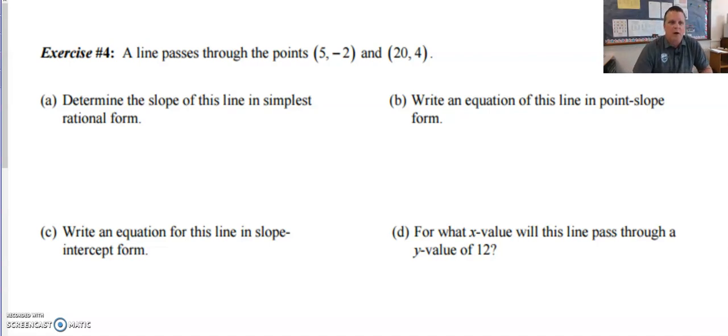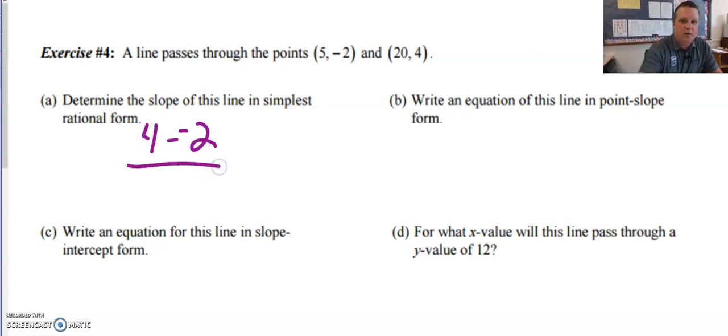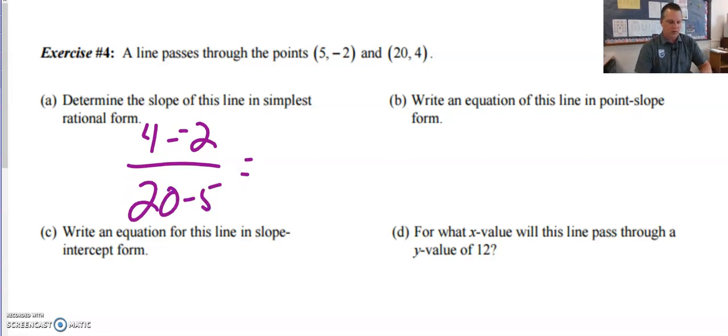Exercise 4, a line passes through the points 5, -2, and 20, 4. Determine the slope of this line in simplest rational form. So you can just plug it in. So we have 4 minus -2, and then 20 minus 5. And you could just put that right in your calculator. Just be careful that you use the correct minus and the correct negative. So that would give you 2/5.